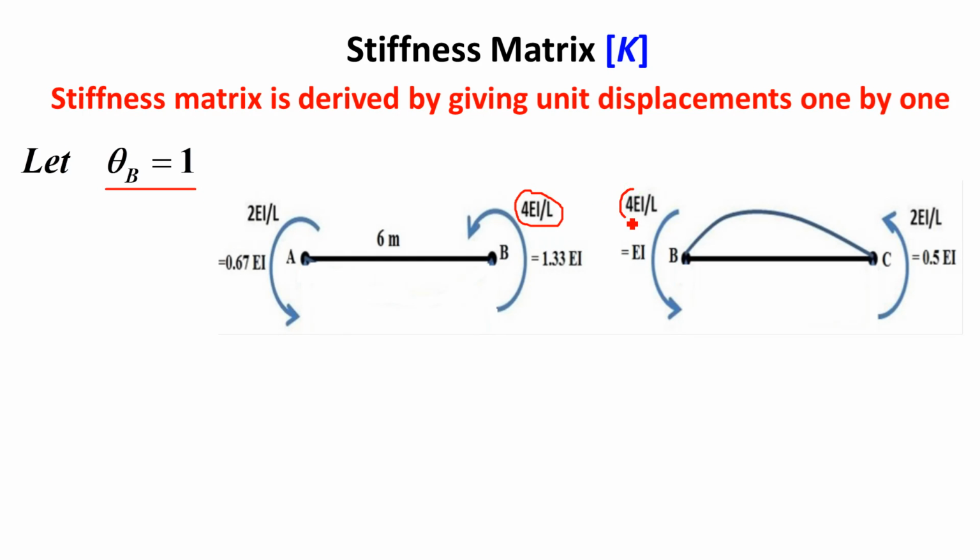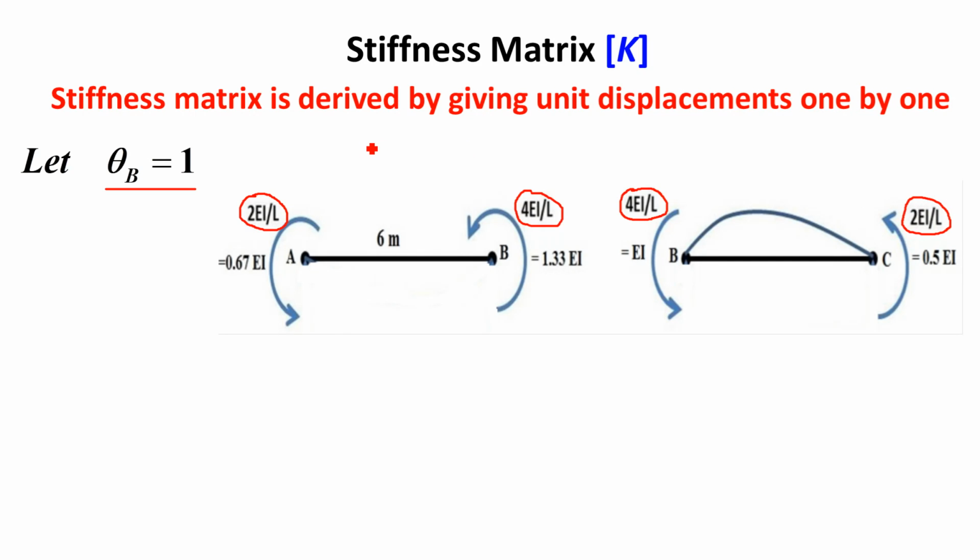Since B is a common joint to both the members, it will be acting at both the members, at point B in AB member as well as at point B in BC member. The moment is 4EI/L, right? Now at the far end, in AB member at A it will be 2EI/L, half of this, and at C again it will be 2EI/L, half of this 4EI/L.